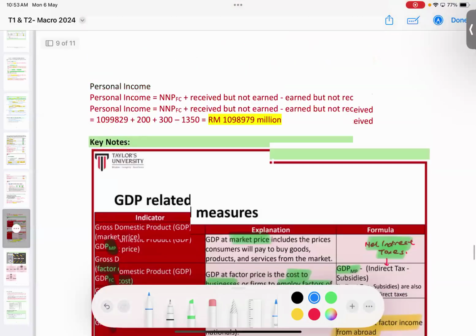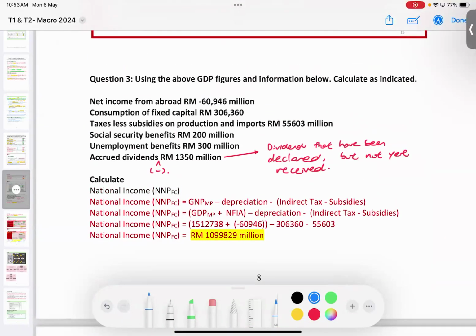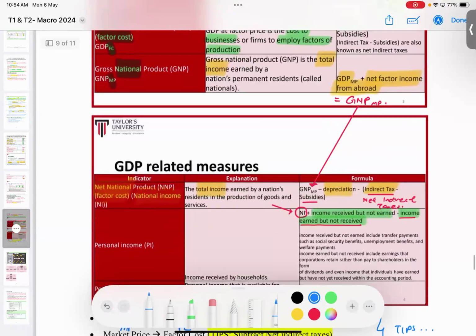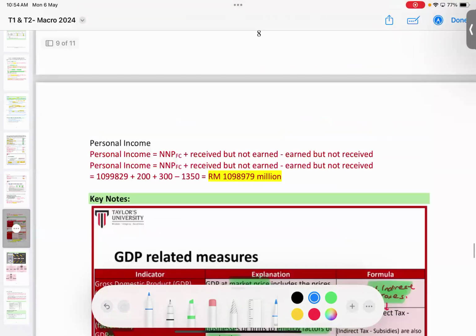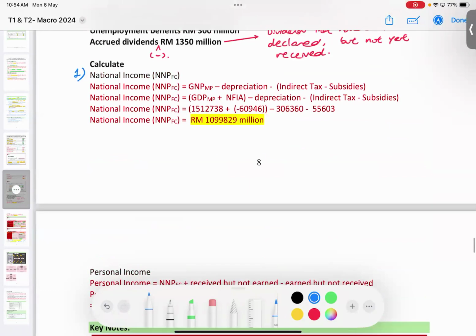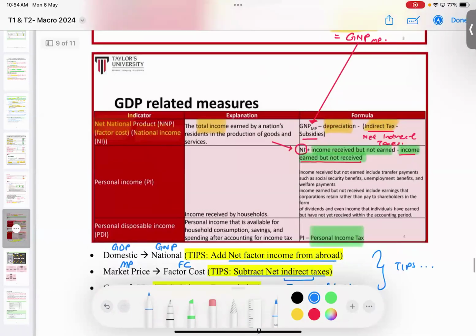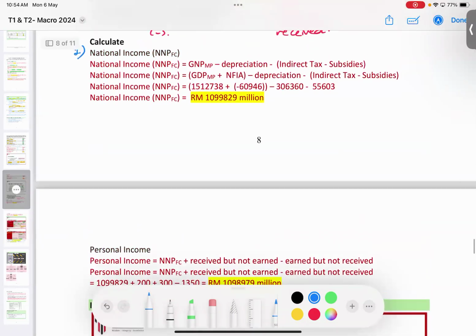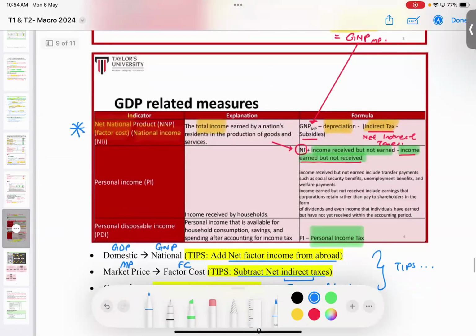So now we can start to see the question already. First one, they ask you to calculate national income. So national income is this one that I said just now. They want you to calculate national income at factor cost. Factor cost, that means this one.